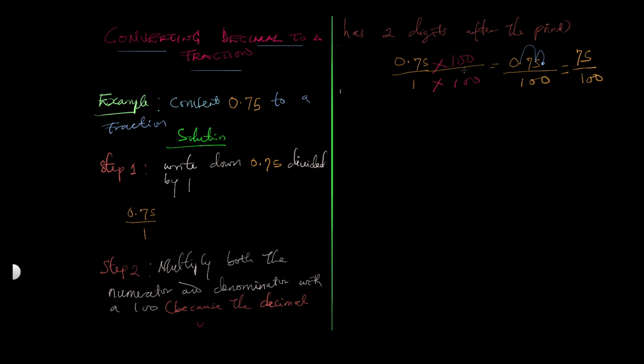When we multiply a number with 10, you move the decimal point 1 place to the front. If it is 100, 2 places. If it is 1,000, 3 places. So it is 100, and we are moving it 2 places to the front.